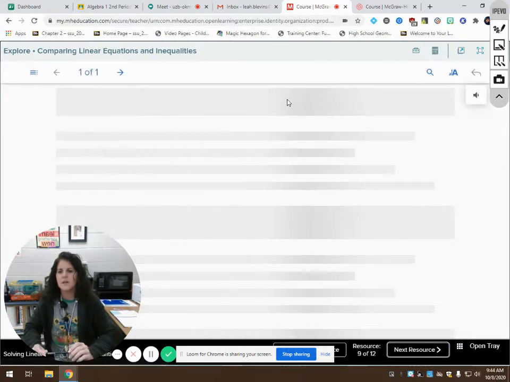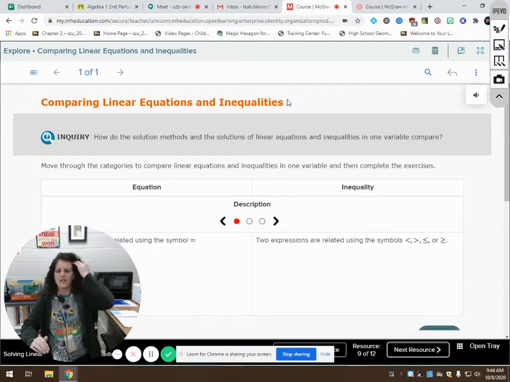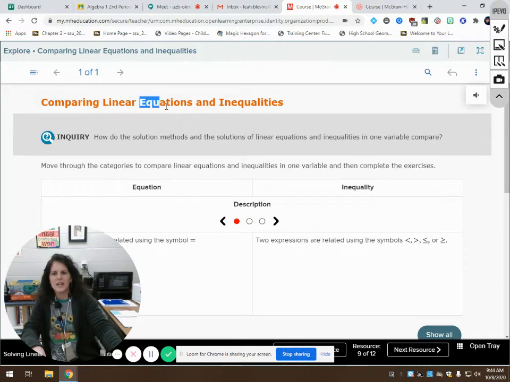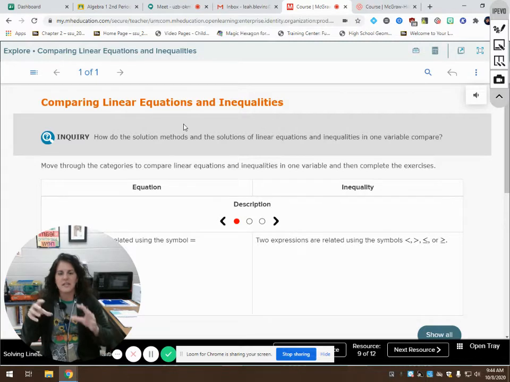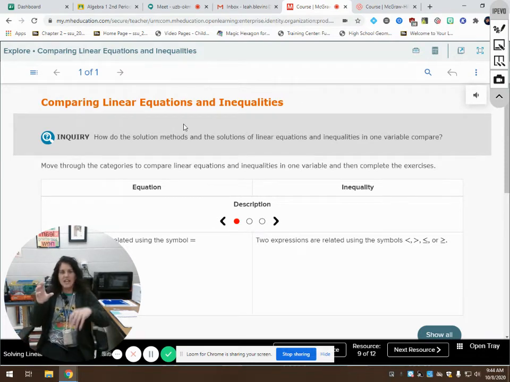All right, now what we're going to do is compare linear equations and inequalities. So rather than go through this little inquiry here, I'm just going to talk about it real quick. What do you know is the difference between an equation and an inequality? Well, we know that equations have equal signs, inequalities have greater than or less than symbols. So if I think about what that means, an equation has an equal sign, so it's this equals this.